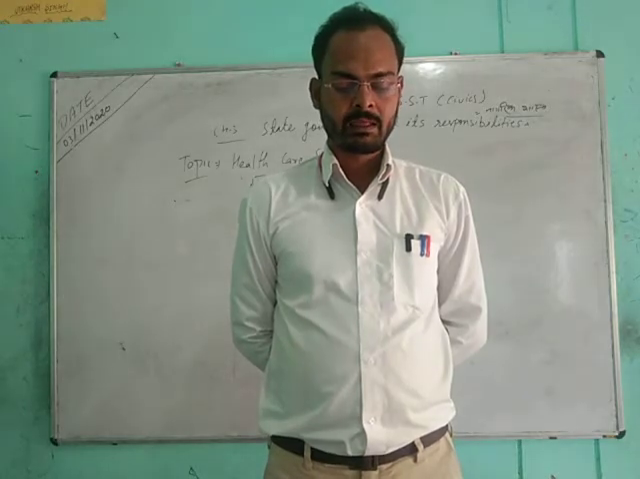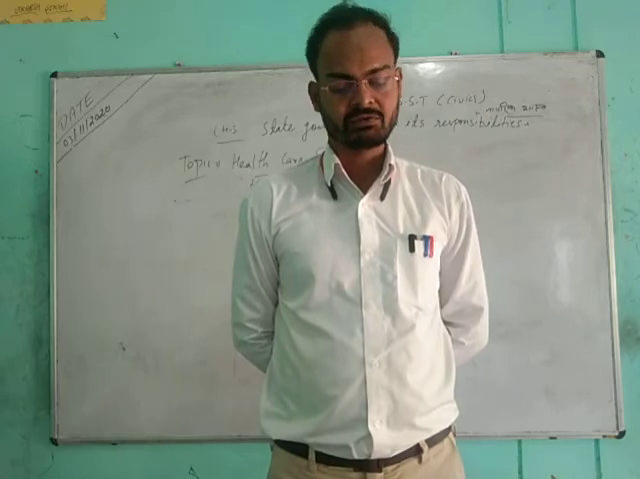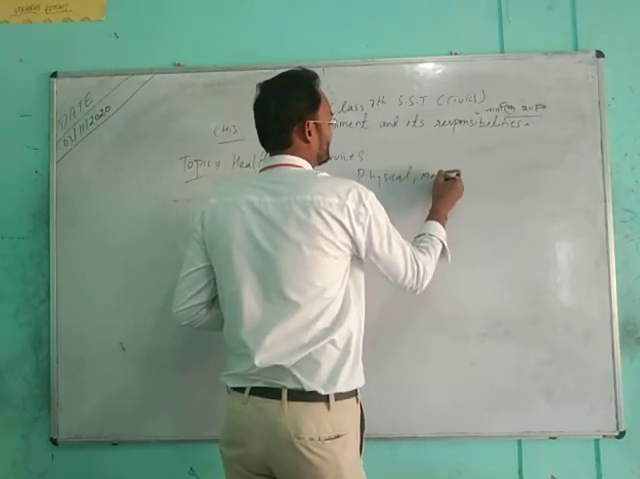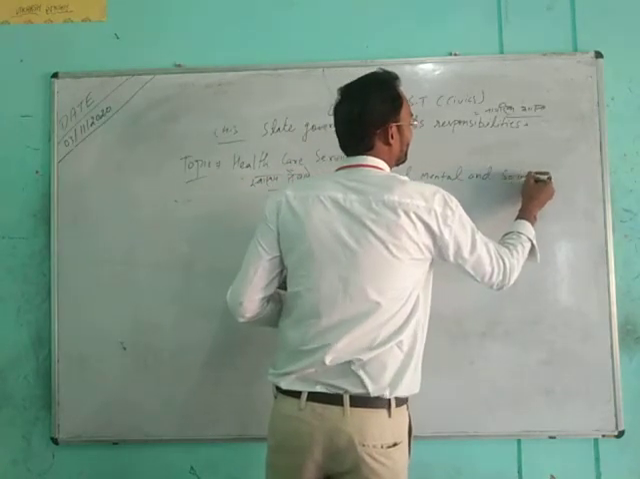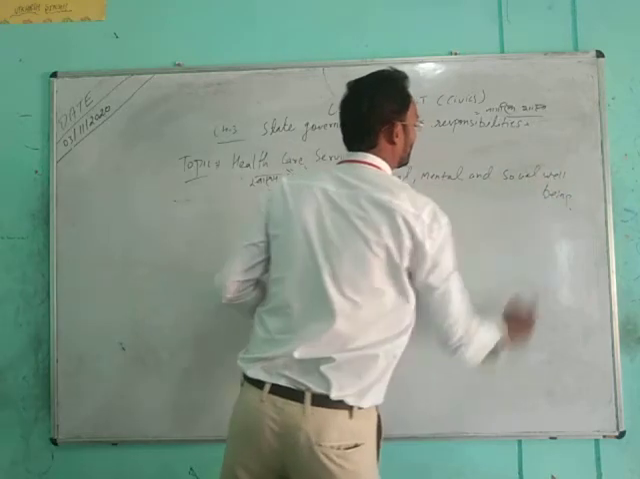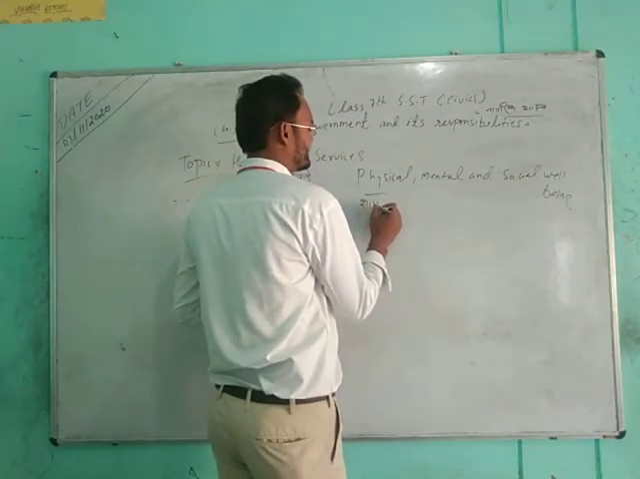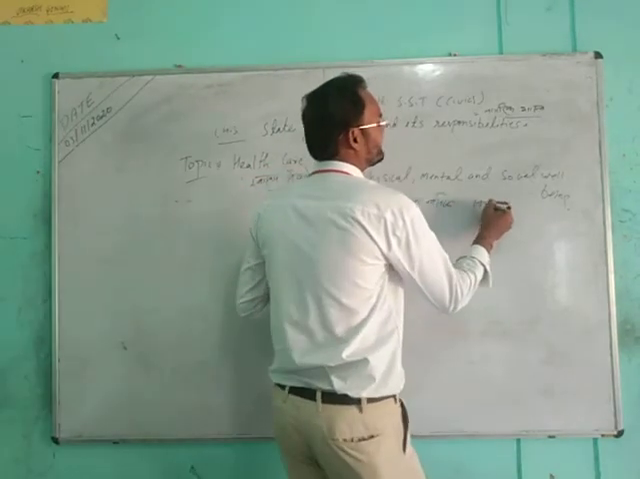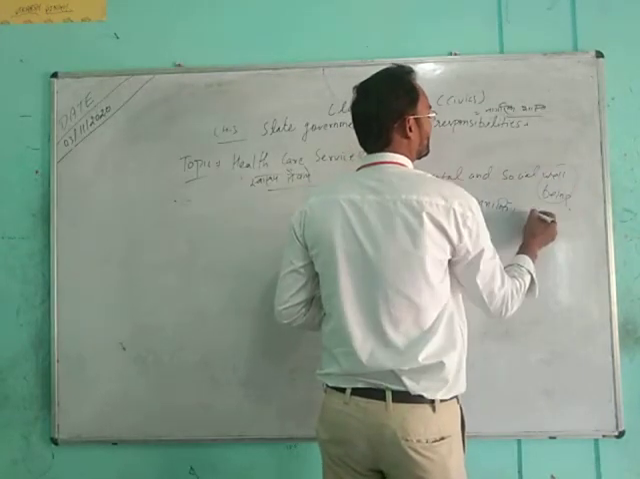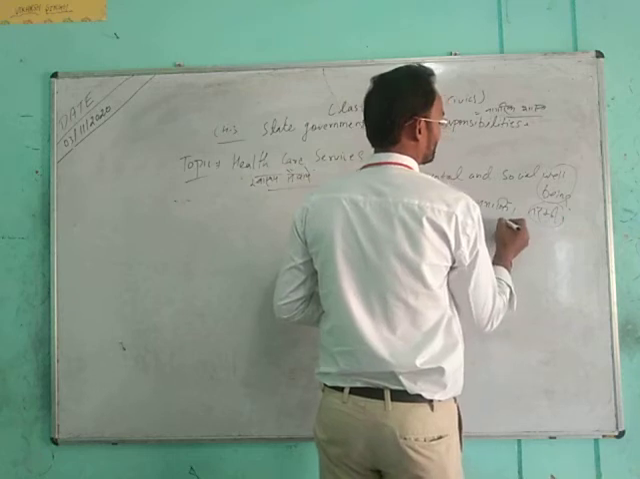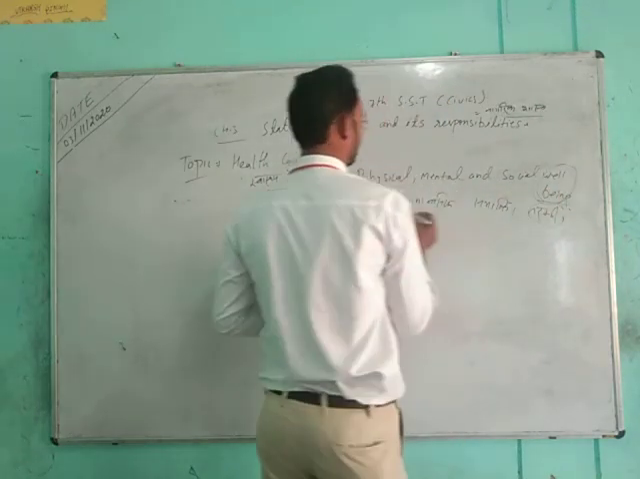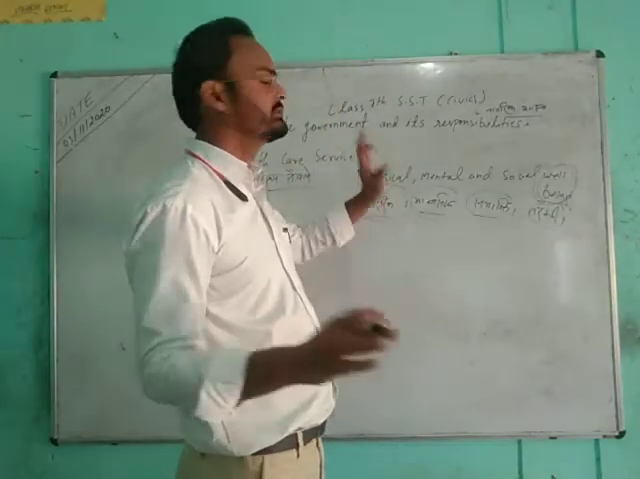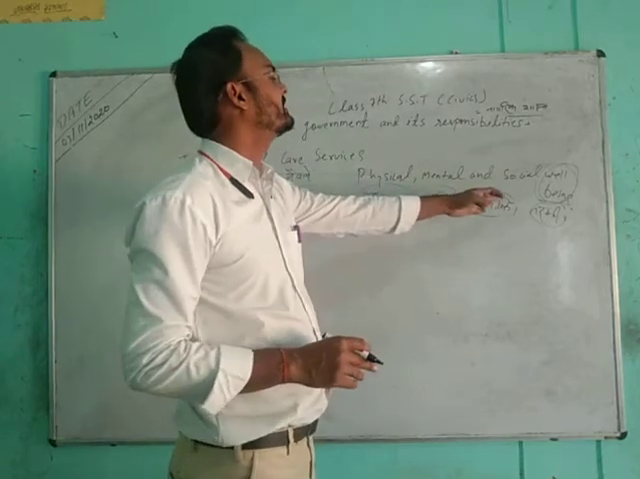WHO said that health is a state of complete physical, mental and social well-being. Physical, Sharirik. Mental, Manasik. Social well-being, Samajik, Tarakki. You can say these three conditions should be better, in all kinds of situations, for us to say someone is healthy. So physical, mental and social well-being should be there.